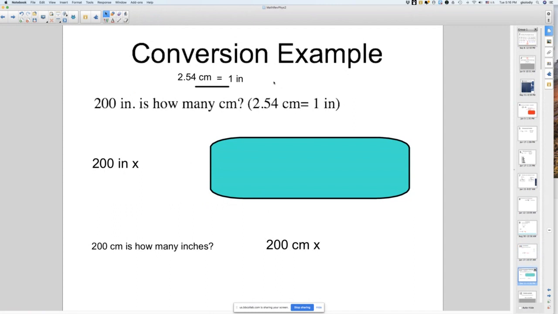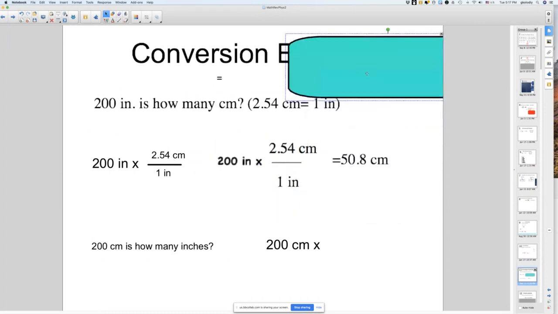Same thing here. If you want to convert centimeters to inches or inches to centimeters, you've got to know the relationship between them. So let's say 200 inches. How many centimeters is that? So again, you're going to form a fraction here. You're going to put the centimeters on top because you want the inches to cancel, the inches on the bottom. And lo and behold, you get 50.8 centimeters.